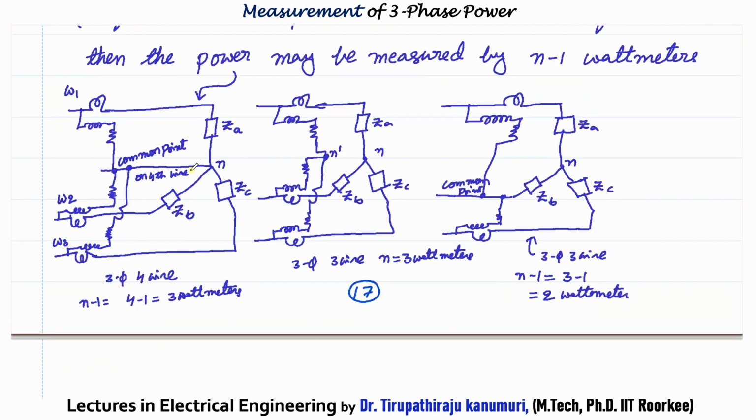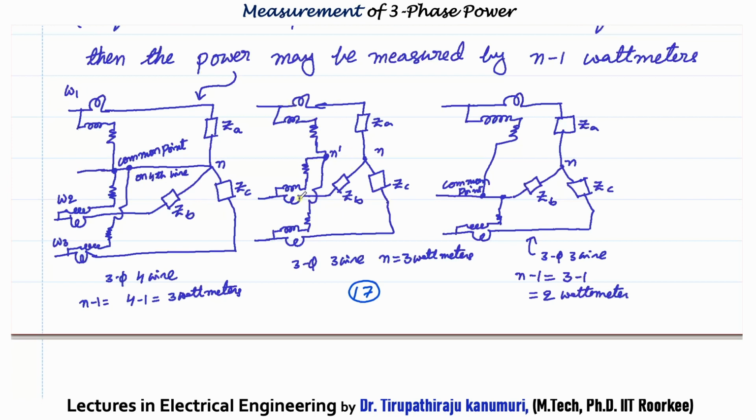Okay, the same thing I am summarizing here. This is a 3-phase 4-wire system. We are going with the second case he has mentioned. That means the total number of wattmeters will be n minus 1. Total 4 conductors are there, 4 minus 1 is 3, because we are taking one of the wires as the common. You can see this neutral wire I am taking as the common.